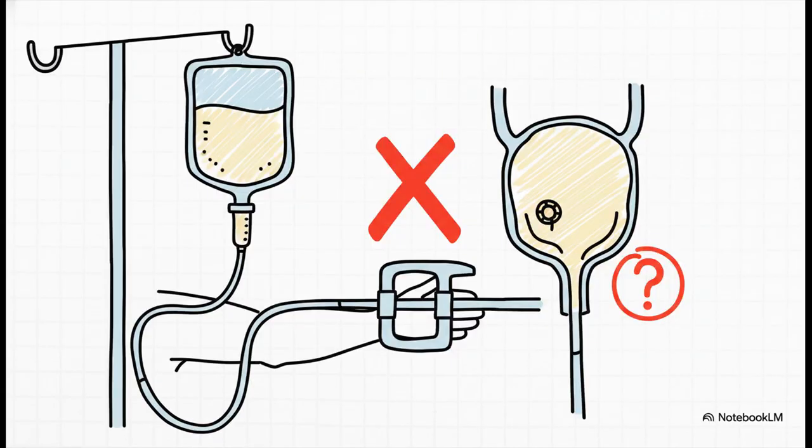And here's a really critical point, something you should never do. Clamping a Foley catheter and just waiting for IV contrast to passively fill the bladder is not an appropriate diagnostic method. It's a common mistake, but this technique just doesn't distend the bladder enough, and you'll end up with a high rate of missed injuries.